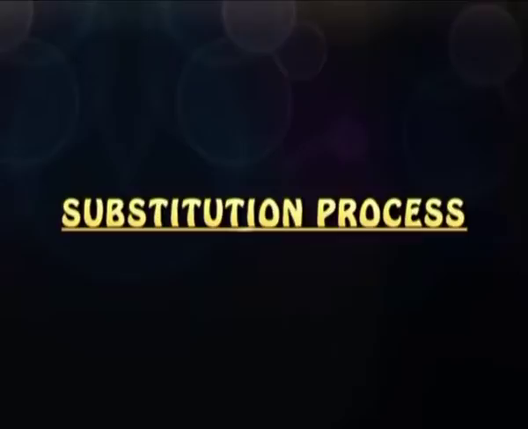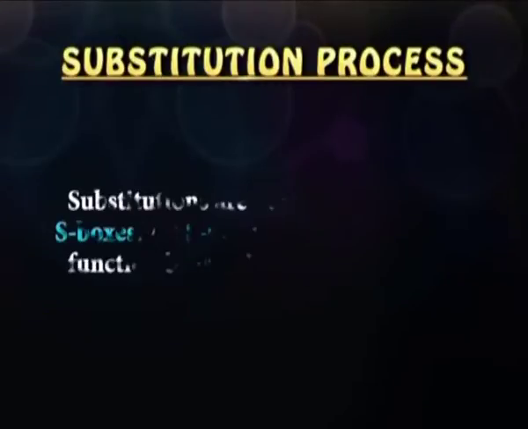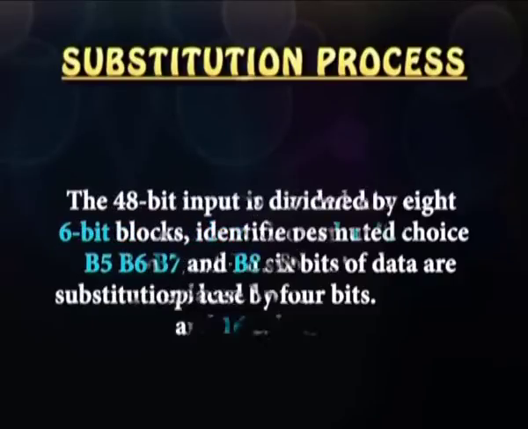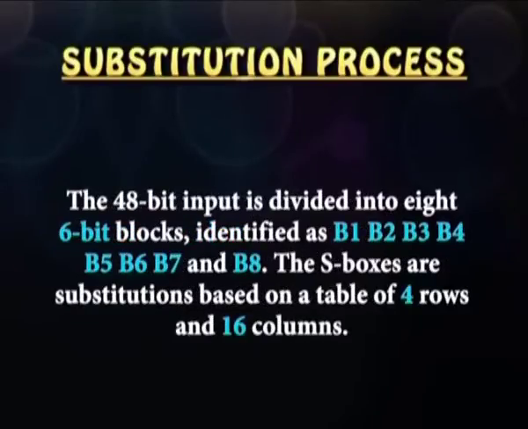Now, let us move on to the substitution process performed by S boxes. Substitutions are performed by 8 S boxes. An S box is a permuted choice function by which 6 bits of data are replaced by 4 bits. The 48-bit input is divided into 8 6-bit blocks identified as B1, B2, B3, B4, B5, B6, B7 and B8. The S boxes are substitutions based on a table of 4 rows and 16 columns.